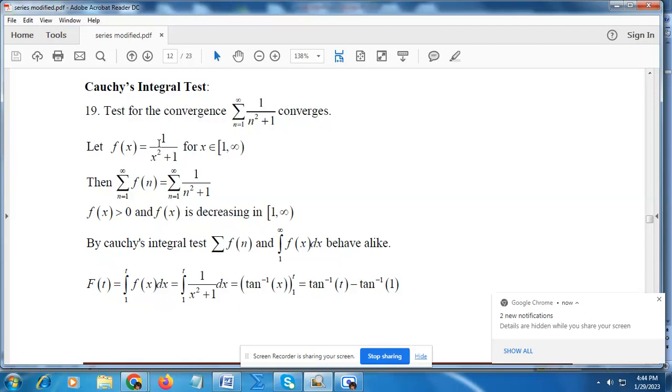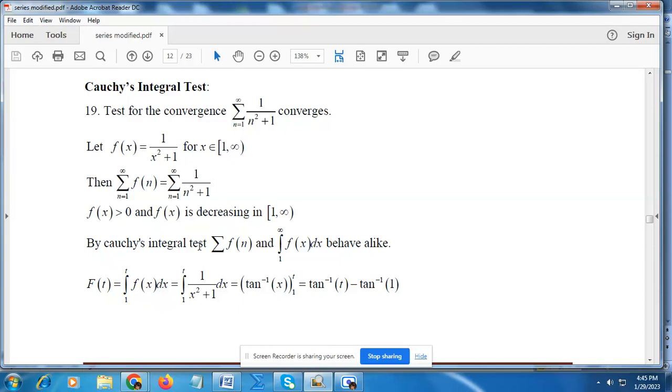Clearly, the function f(x) is positive and decreasing in [1, infinity), because for x equals 1 we get 1 by 2, and for x equals 2 we get 1 by 5. So 1 by 2 is certainly greater than 1 by 5 and so on, so we say that it is decreasing.